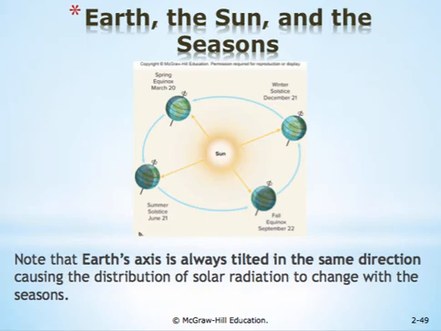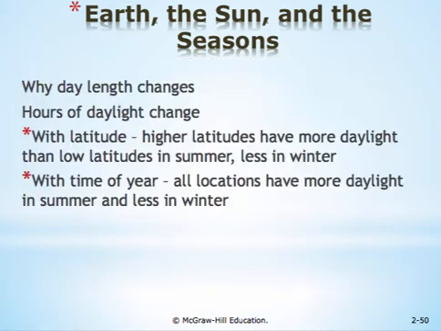Note that Earth's axis is always tilted in the same direction, causing the distribution of solar radiation to change with the seasons. Why does the day length, the hours of daylight, change? Well, with latitude, the higher latitudes, closer to the poles, have more daylight than lower latitudes in the summer, and they have less daylight in the winter. With time of year, all locations have more daylight in the summer and less in winter, northern or southern hemisphere.